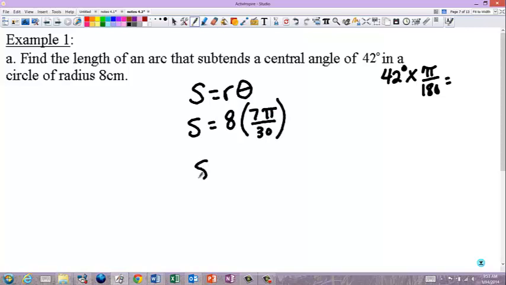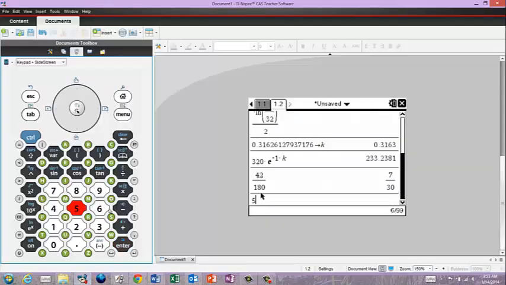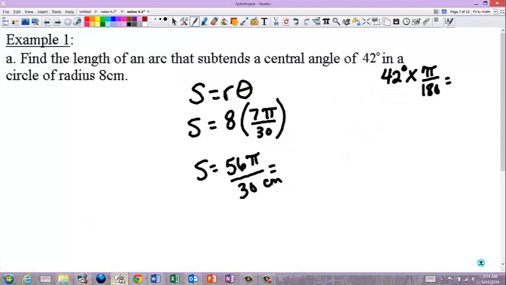And you'd multiply them together, and 8 times 7 is 56 pi over 30. Or if you wanted an actual length, if it says to leave it in terms of pi, you're done. That's the answer, and that would be centimeters. If it wants a decimal, you would just type in 56 pi over 30. 5.864. And that's centimeters. And you'll know if it says in terms of pi or if it says round it to 2 decimal places.